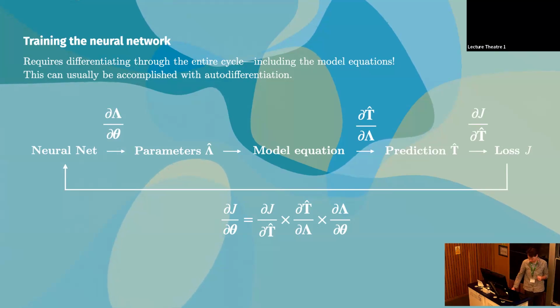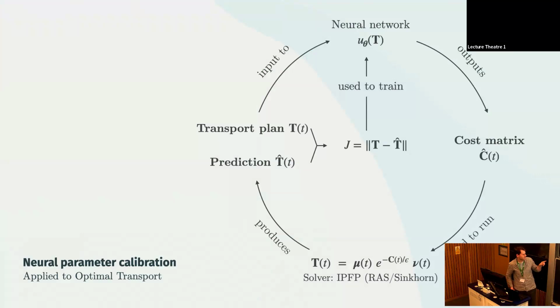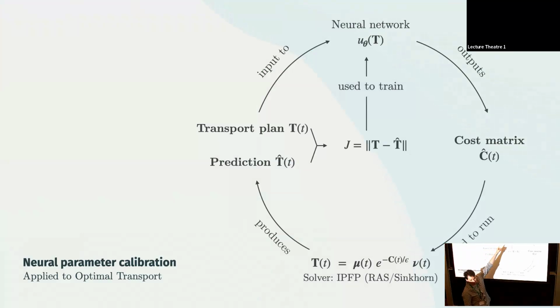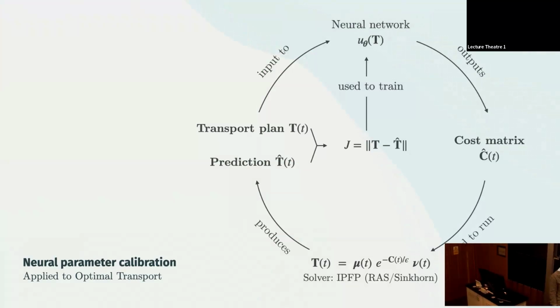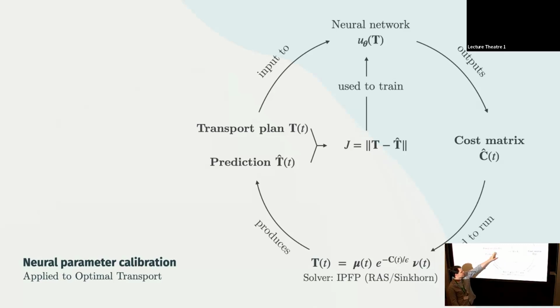differentiation through the equations. So just going back to the optimal transport problem and applying this scheme, what we're doing is we're taking the transport plan, putting it into the neural network, having the neural network output our cost utility matrix. Then we solve the model equations using this iterative, what's called proportionate fitting procedure, or Sinkhorn or RAS. It has different names. And this will output a prediction T, this should be T hat, sorry, and we can compare the two, calculate J, and train our neural network. And so the neural network is a function that maps transport plans to cost matrices.